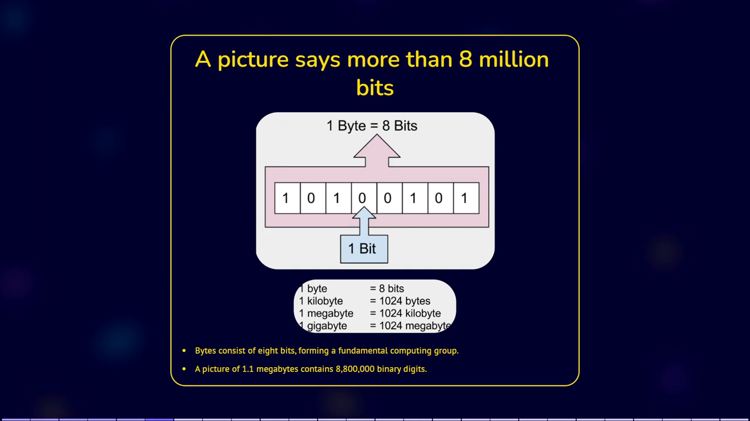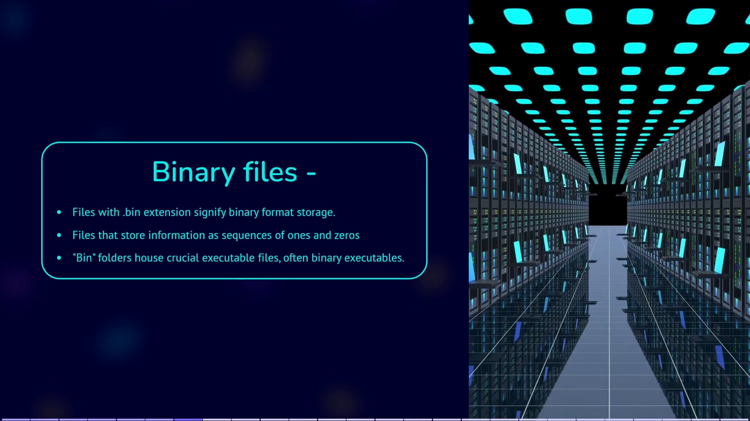There are even files that store information entirely or partially in binary format. These files often end in the file format .bin. In addition, many computer systems contain a bin folder, which is a directory that stores important executable files, i.e. files that perform specific tasks or run specific programs. The name bin is short for binary, as these files are often binary executable files.